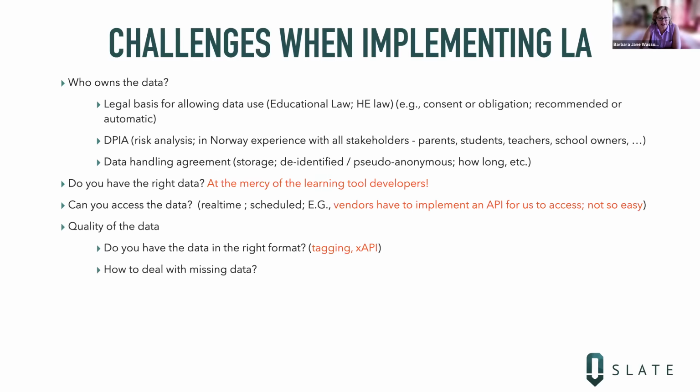The quality of the data that we have: do we have the data in the right format? In our case, we're talking about tagging the data and then putting it into xAPI format so that we can have this interoperability of data across the different tools. But we also have to think about how we deal with missing data, and if our data is not super good quality, which I guarantee you it's not going to be. There are always challenges with having good data.